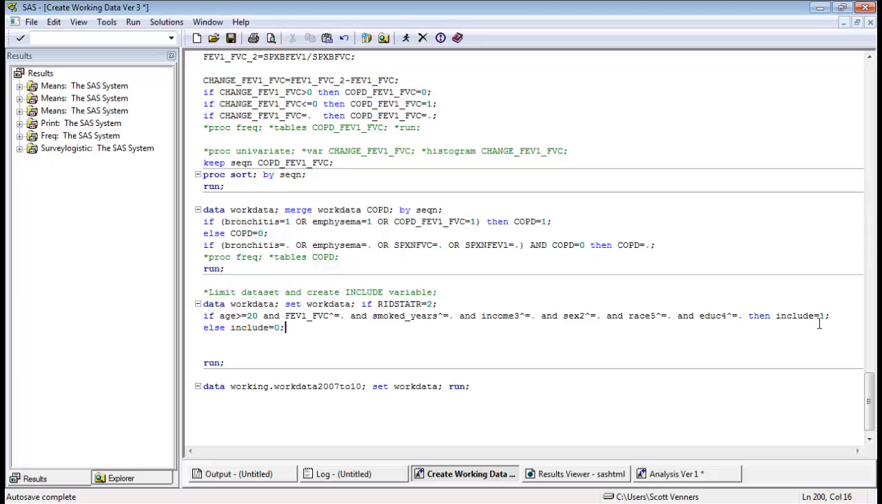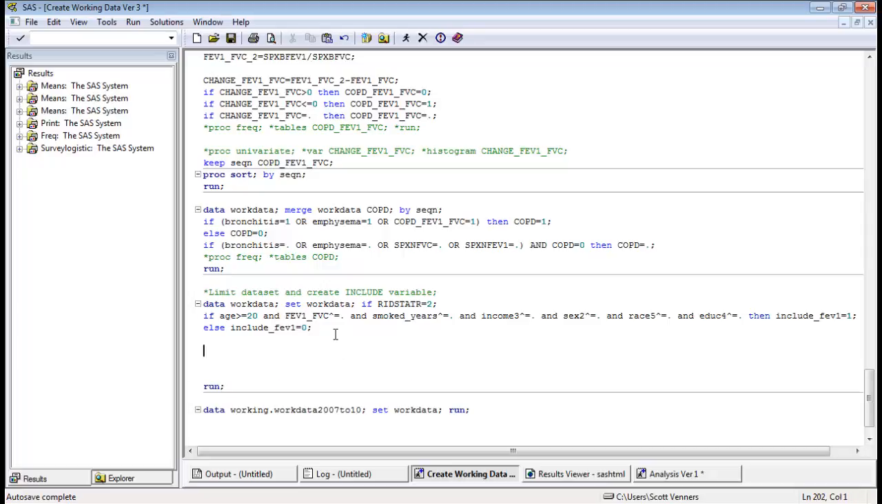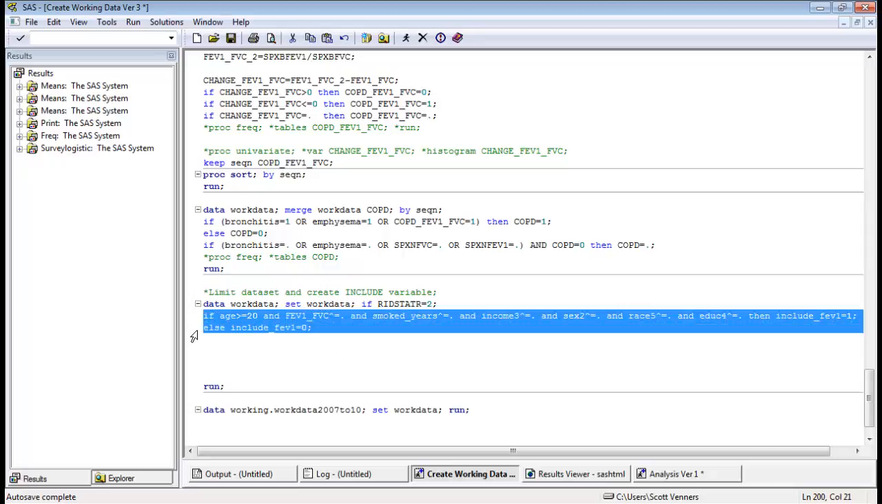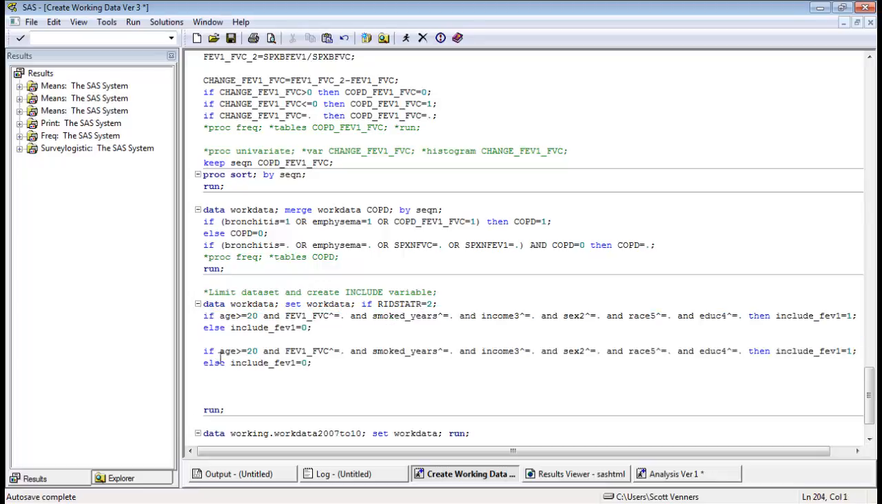Since I have to have two different include variables for my two different models, I'm going to distinguish them. I'm going to say this is for the COPD model. Oh no, this is not the COPD. This is the FEV1 to FVC ratio model. So let me call this FEV1, and this will be include underscore FEV1. So I'm going to create another include variable for the COPD model. It's basically going to be the same thing, except now instead of the FEV1 to FVC ratio being non-missing, I need the COPD variable to be non-missing. And I'm going to call this include COPD.